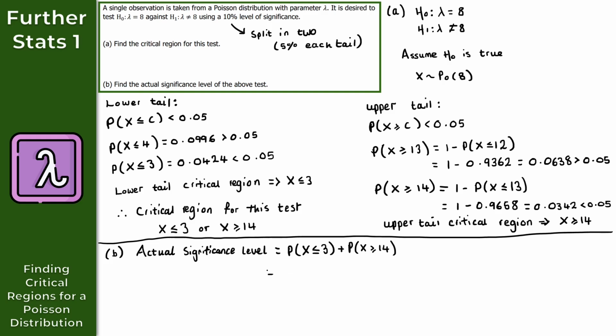So in that case then, what do we have? Well, I've got 0.0424 plus the probability that x is greater than or equal to 14, that's 0.0342. Add those together then, and what we get here is 0.0766. Okay, and there we have it. So that gives the solution there to question 1.